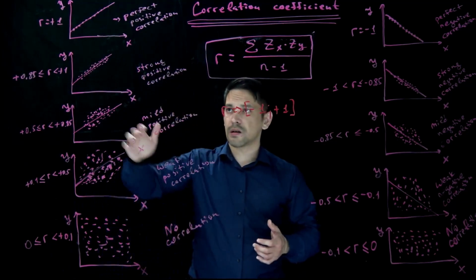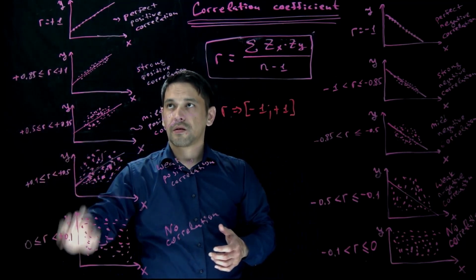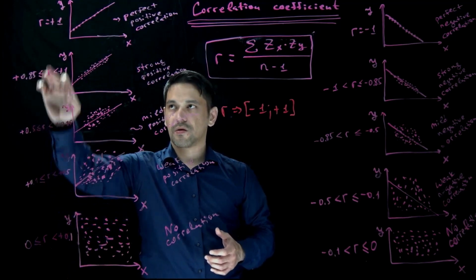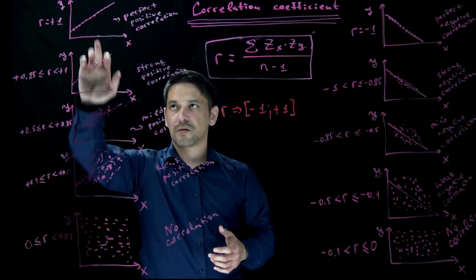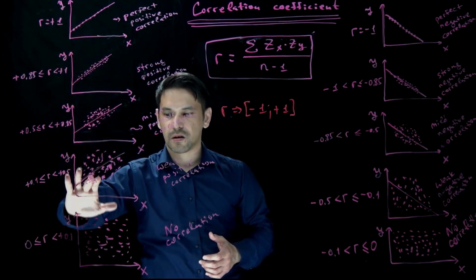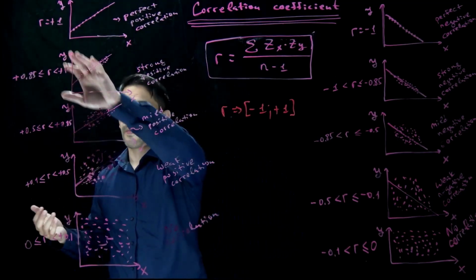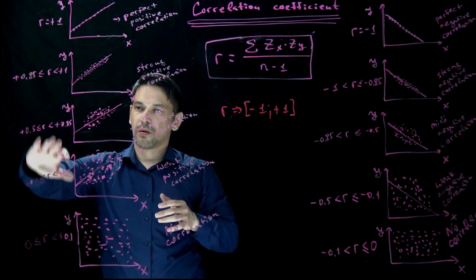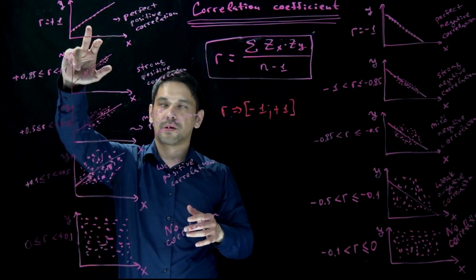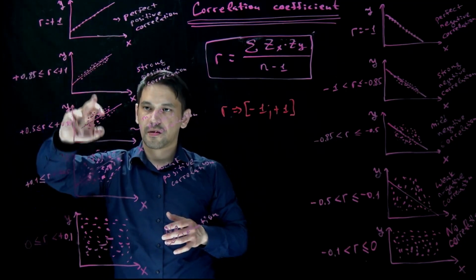Now, as you can see here, the smaller is the correlation coefficient, the further are the dots from the regression line. The greater is the correlation coefficient, the closer are the dots to the regression line. So as you can see, the correlation coefficient shows how far the dots are from the regression line. Or you can put it this way. The closer is the correlation coefficient to +1, the closer are the dots to the regression line. The closer is the correlation coefficient to 0, the further are the dots from the regression line.